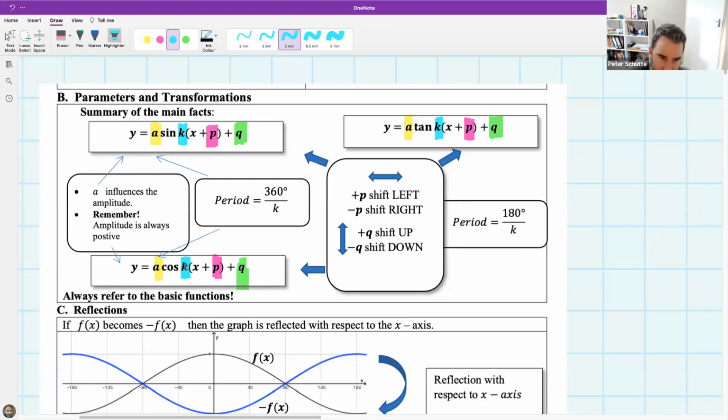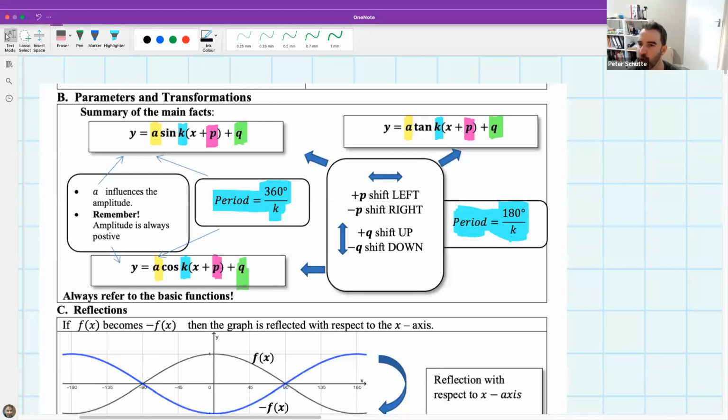Yes, so K affects the period of the graph. And when we say the period, we talk about how long it takes to do one complete cycle. Yes. Now, there's a magic formula up here that I want us to look at. It says the period is going to be 360 divided by K. And then on this side, it says period equals 180 over K. Who thinks they can explain to me why there are two different formulas for the period? If we're going to work out the period and change it involving K, why are there two different formulas?